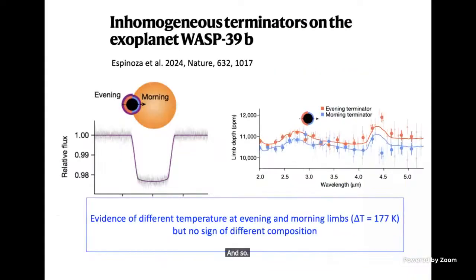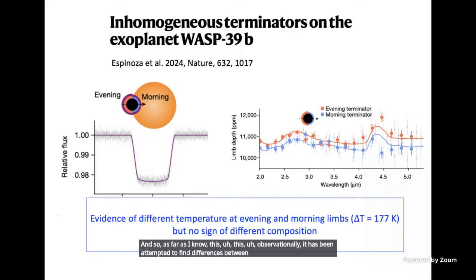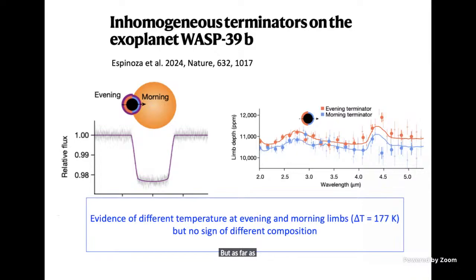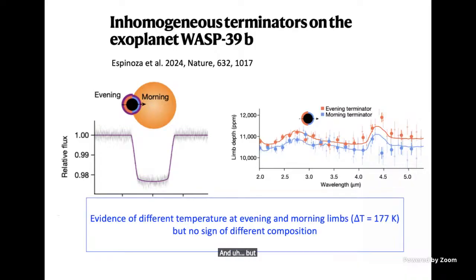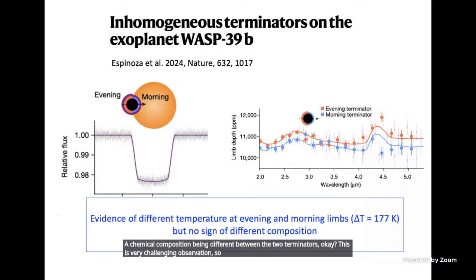As far as I know, observationally, it has been attempted to find differences between these morning and evening limbs. But the main differences that have been found are due to temperature. There is some difference in the temperature because the morning should be cooler than the evening. But as far as I know, there has been no observational evidence of a chemical composition being different between the two terminators. Okay, this is a very challenging observation. Even if the differences are there, they will be really difficult to characterize.